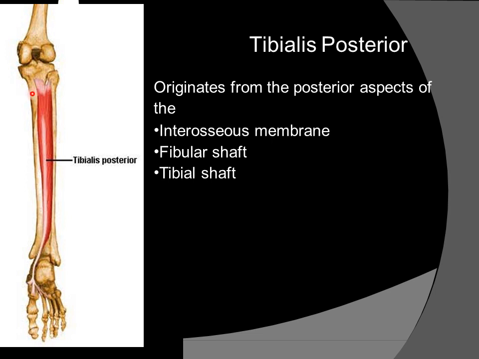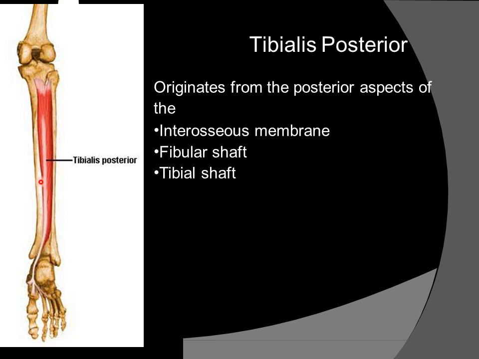Okay, so roughly you should remember that it arises from the posterior surface of the tibia below the soleal line and the posterior surface of the fibula. Then the upper two thirds of the posterior surface of the interosseous membrane. So it has three origins: the posterior surface of the tibia below the soleal line, the posterior surface of the fibula, and also from the interosseous membrane.